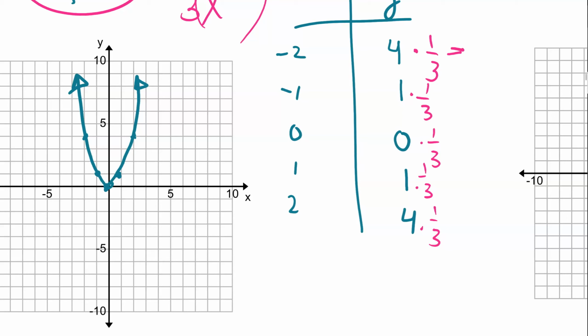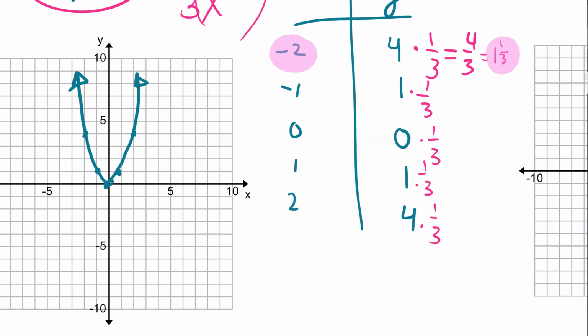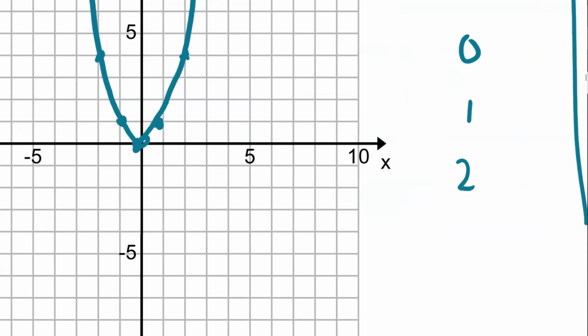Okay, so 4 times 1/3 is 4/3. Can I write this as a mixed number? Not an improper fraction, a mixed number. So this is 1 and 1/3. How many times does 3 go into 4? 1 with 1 remainder. 1 and 1/3. So I'm going to graph this point. I go to negative 2, comma, 1 and 1/3. So negative 2, and then I go up 1, and about 1/3 of the way to the next number.